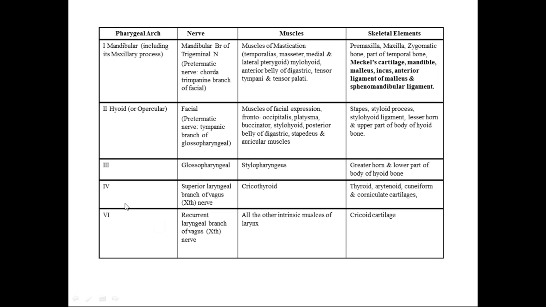And last is sixth arch, which is supplied by the recurrent branch of the vagus nerve. It will be supplying all remaining intrinsic muscles of larynx except cricothyroid. And the cartilage derived from sixth arch is cricoid cartilage.